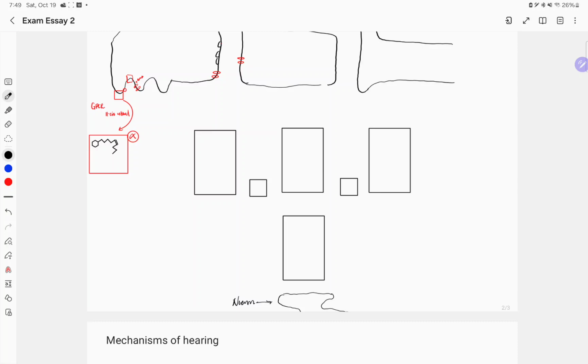Okay, so here's my drawing. There's some center photoreceptors, and then there's surround photoreceptors. What I've done is draw this middle one representing center photoreceptors, and then the ones on the sides representing the surround photoreceptors.